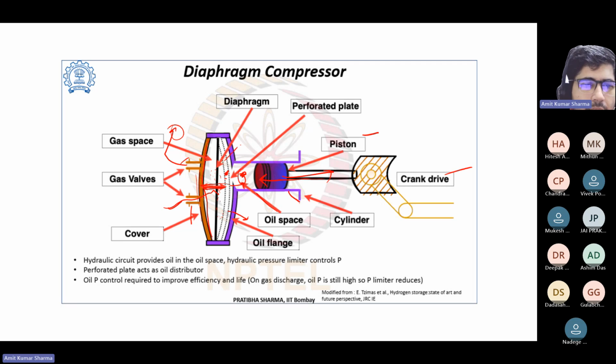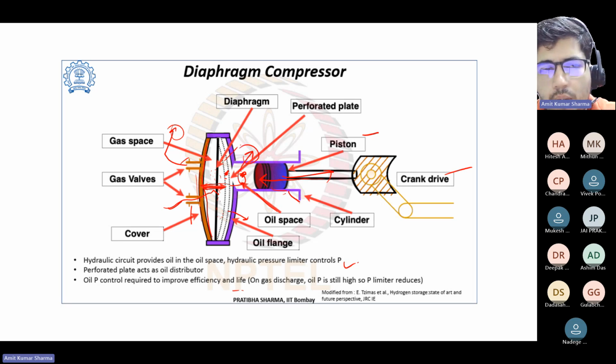The hydraulic circuit provides oil in the oil space. A hydraulic pressure limiter controls the pressure. The perforated plates act as an oil distributor. Oil pressure control is required to improve efficiency and life. There is no direct contact of the piston with the gas. This oil is only pushing the diaphragm from left to right. So this is the diaphragm compressor.